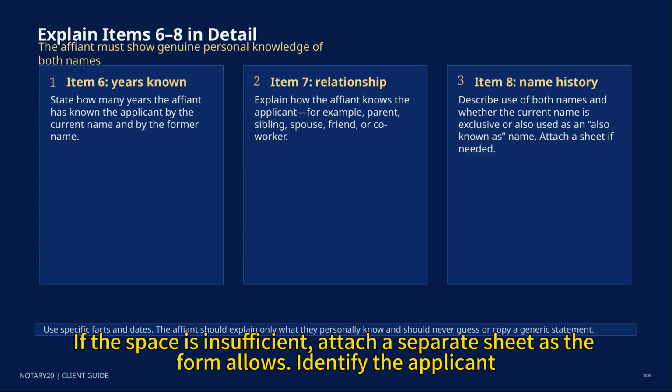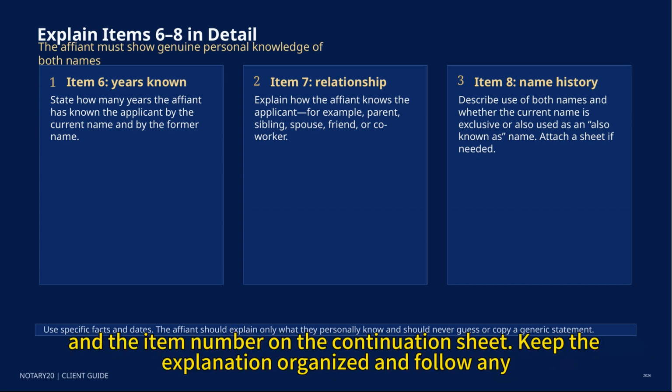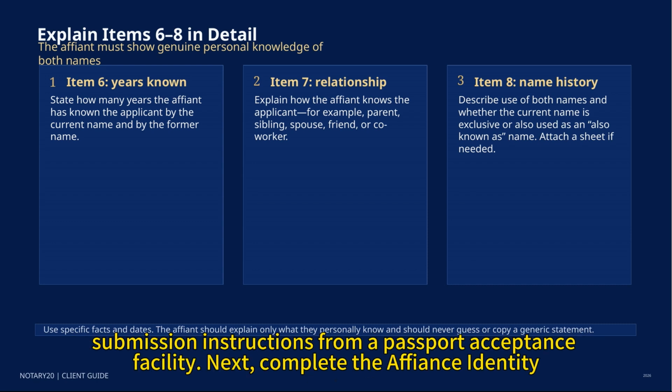If the space is insufficient, attach a separate sheet as the form allows. Identify the applicant and the item number on the continuation sheet. Keep the explanation organized and follow any submission instructions from the passport acceptance facility.